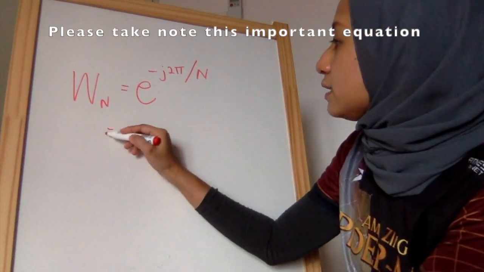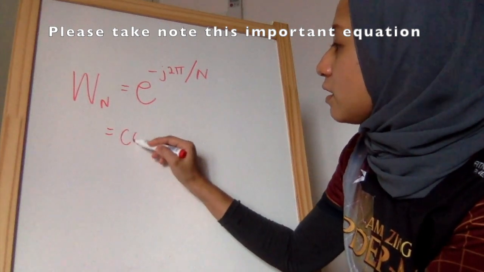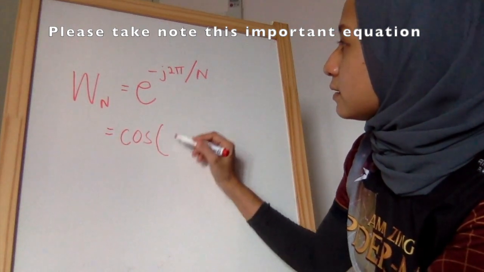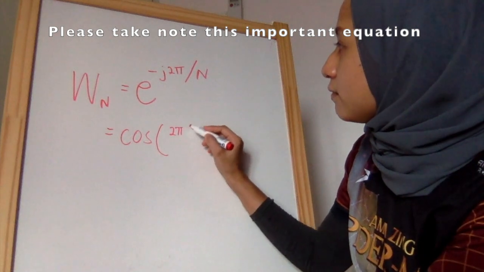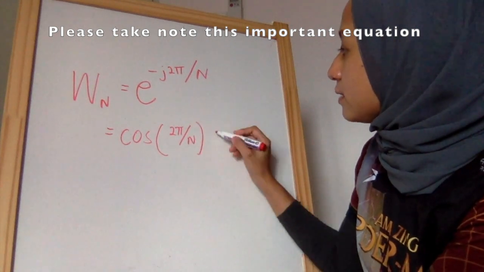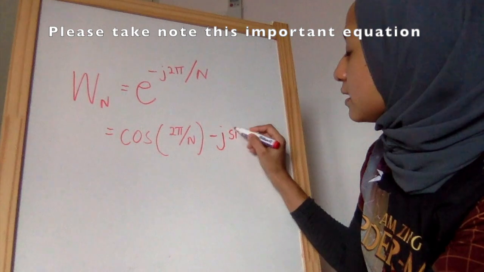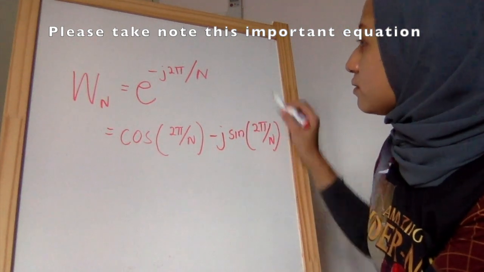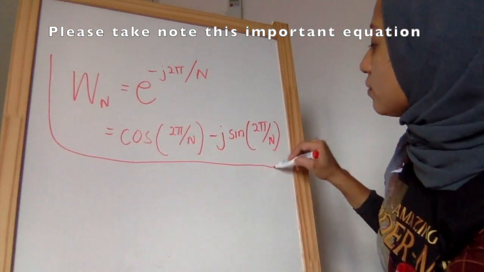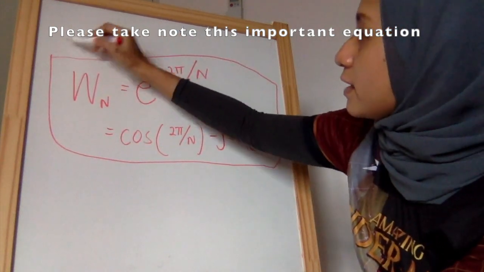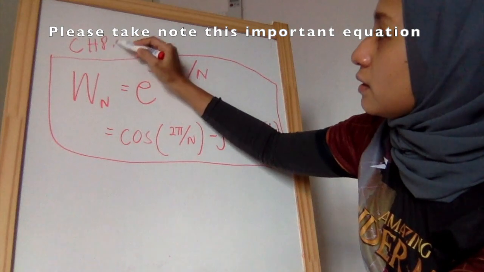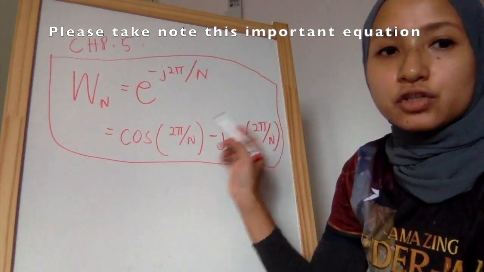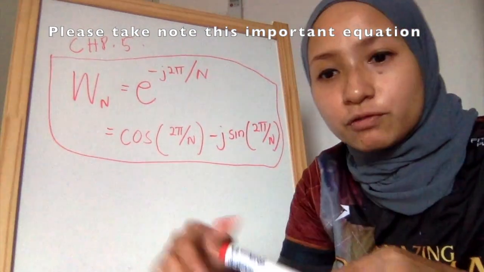And using Euler's relation, you know that cos(2 pi over N) minus j sin(2 pi over N). So this is the important equation in chapter 5. Make sure you remember this equation before we proceed to other topics. Let's continue with slide number 9.